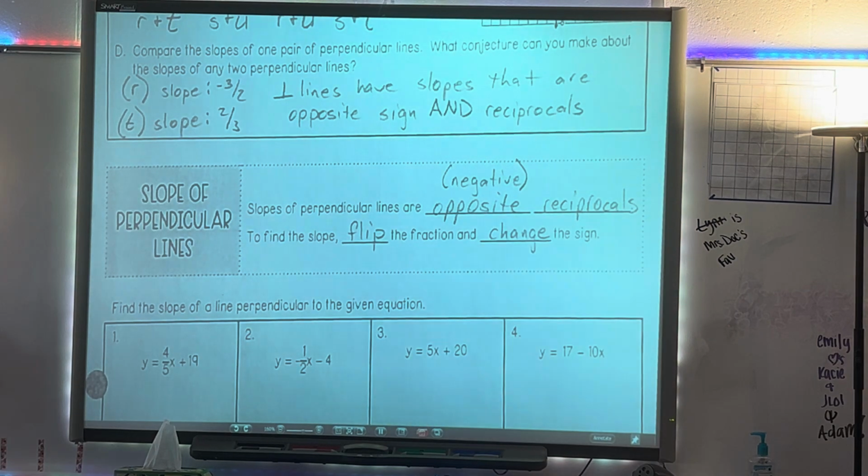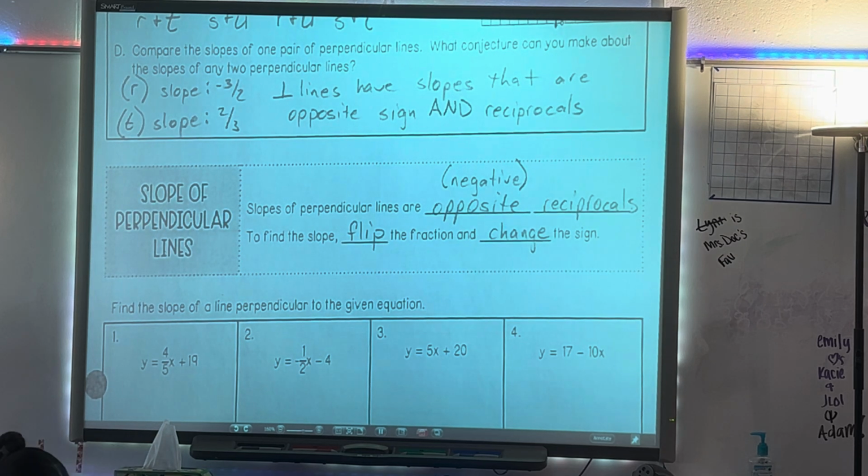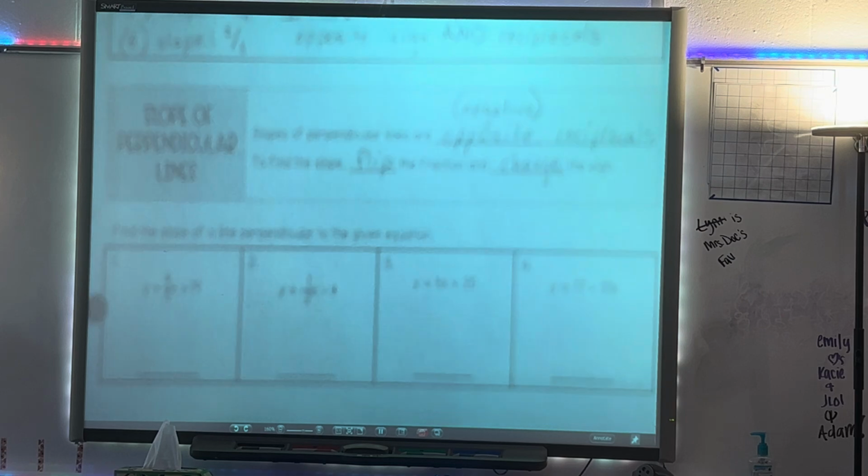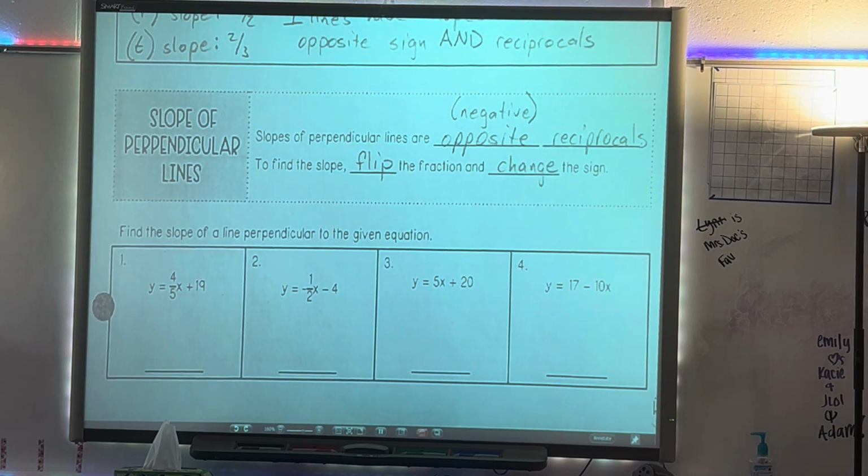Alright, so to find the slope, I would flip the fraction and change the sign. But what if it was not a fraction? What if it was a whole number? I can't just change the sign. I'd have to put it over 1 and then flip it, and change the sign. Is everybody okay with that? I just want to make sure y'all are comfortable with it, because a lot of times y'all forget that even a whole number I can turn into a fraction, so don't forget about that.